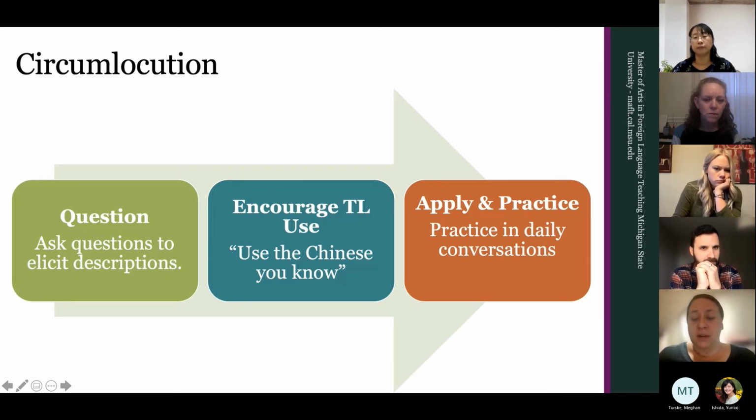And this is especially important in my immersion classroom because my students are not supposed to speak English at all, and I'm supposed to enforce that. And it's part of my evaluation.